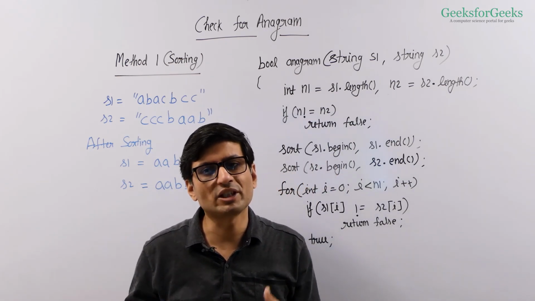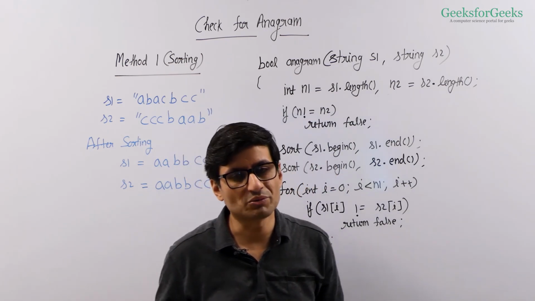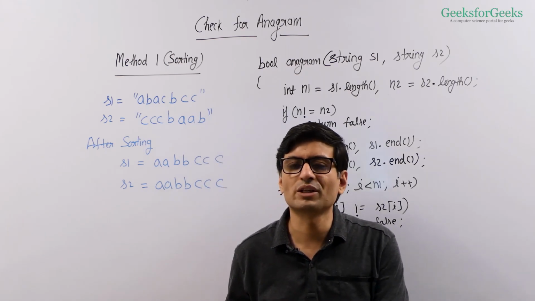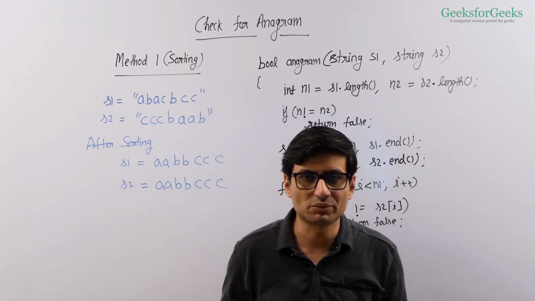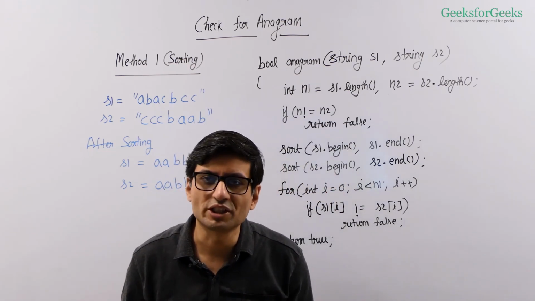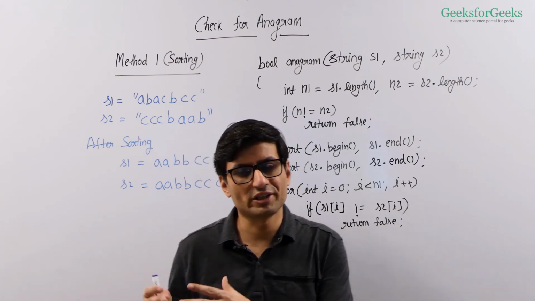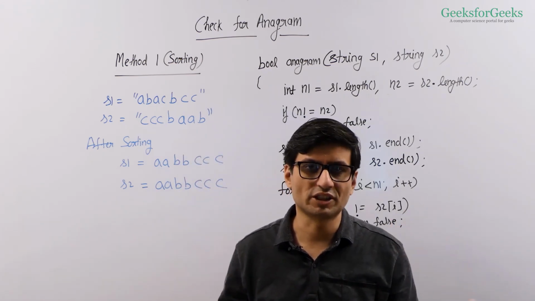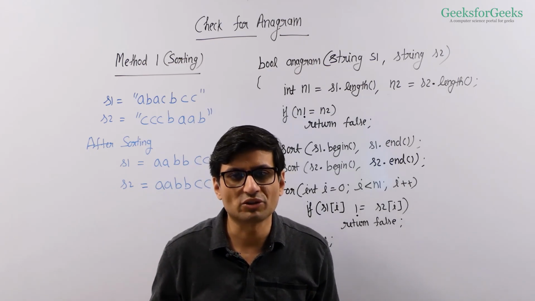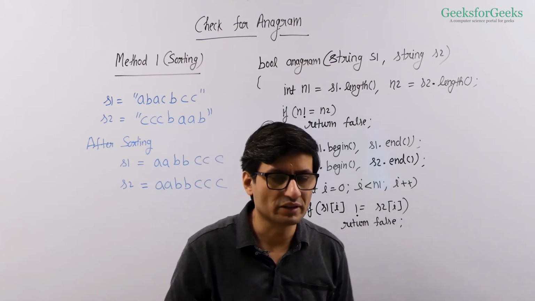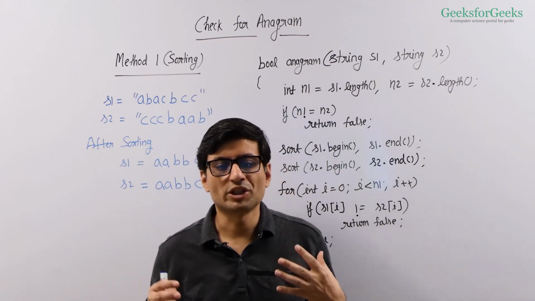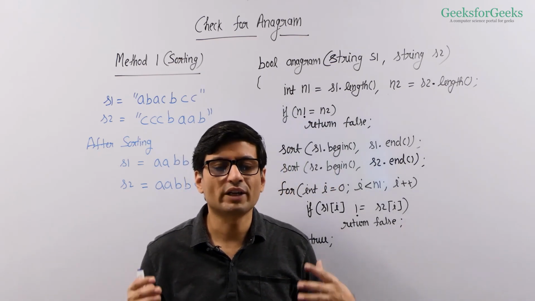And if lengths are same, then we check if every character has same frequency. And for checking this, we have sorted both the strings first and then we are comparing both the strings one by one. This solution has time complexity big O of n log n, where n is the length of a string. I'm assuming length of both strings is same. And if the length of both strings are not same, then it's obviously big O of 1. Now please pause this video and think of a solution which works in big O of n time.